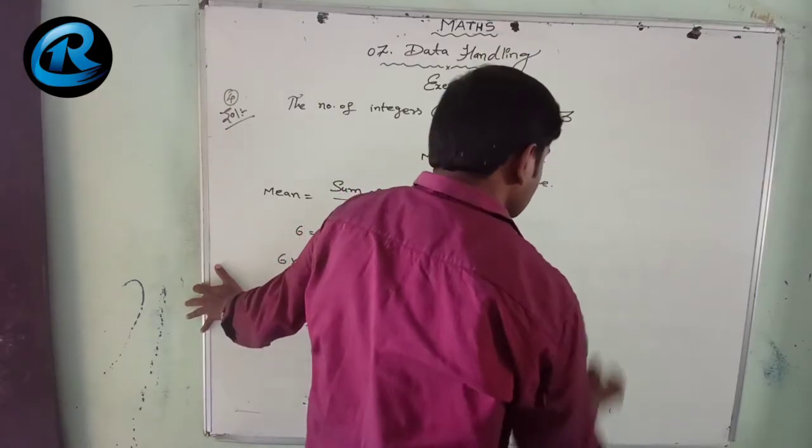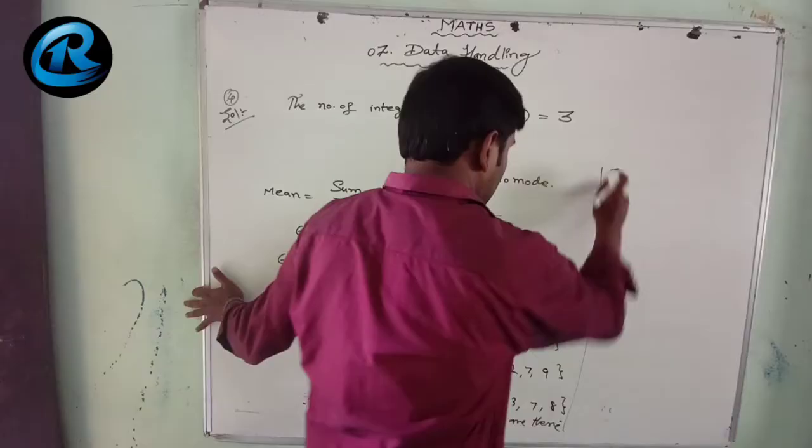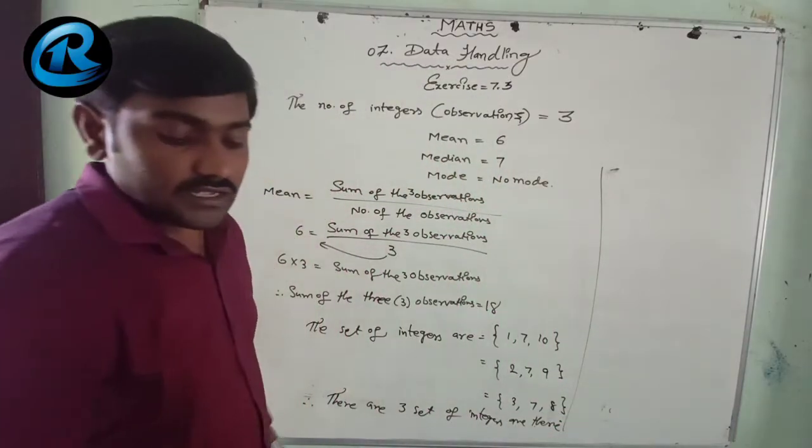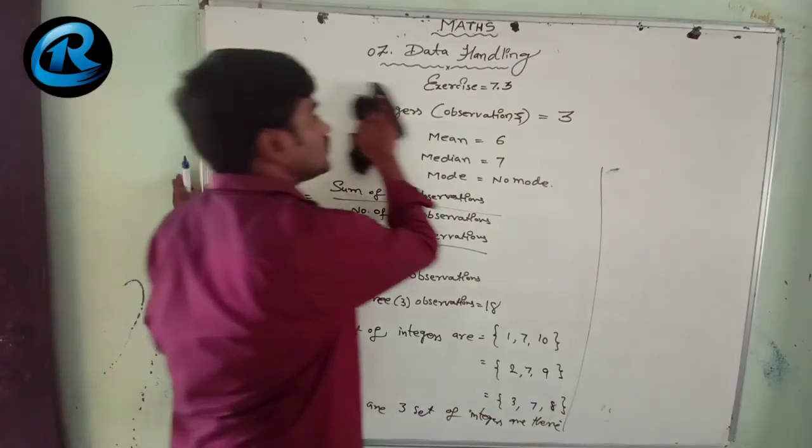There are 3 sets of integers, that is okay. Already we have written this. There are 3 sets of integers. That's it. This is your solution, children.